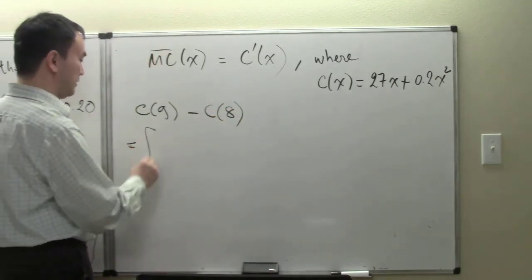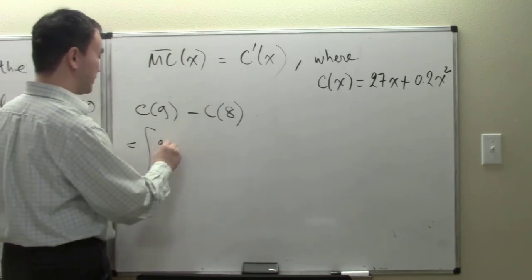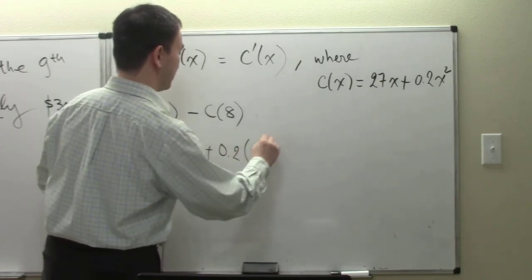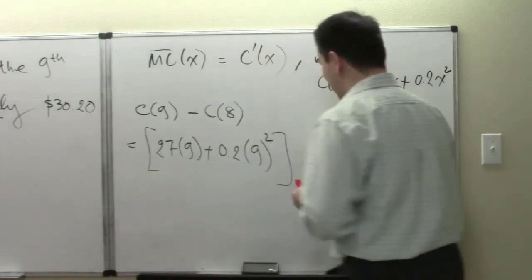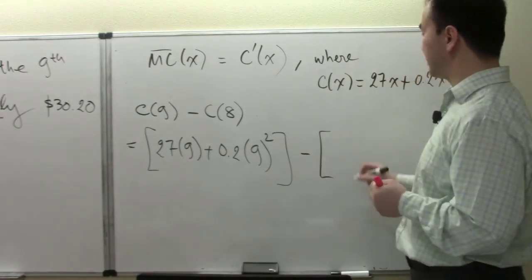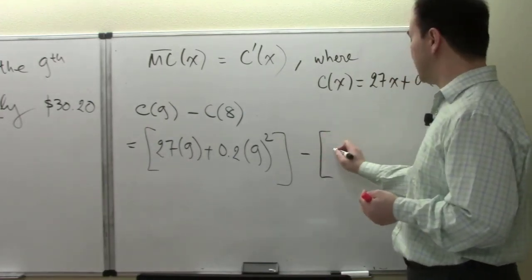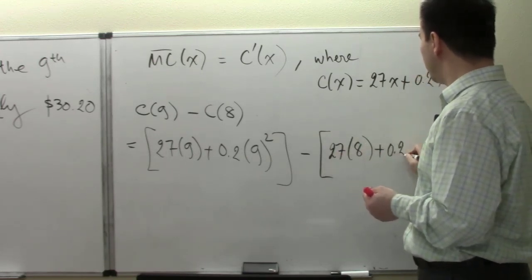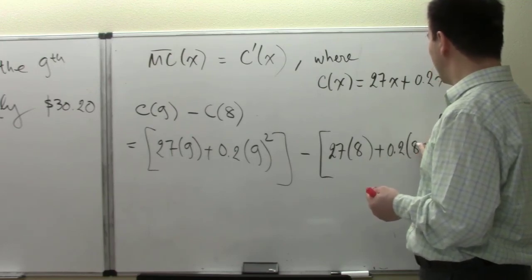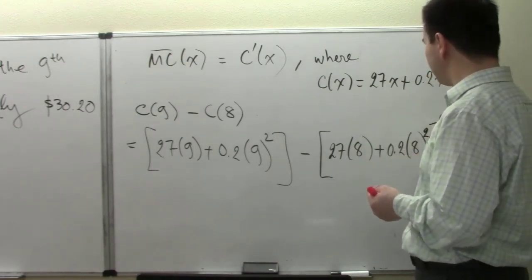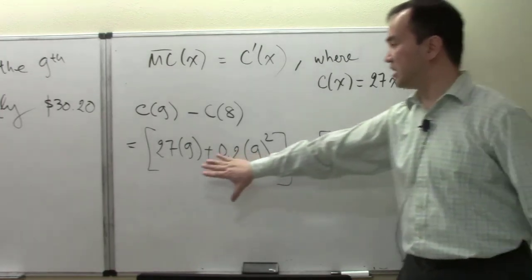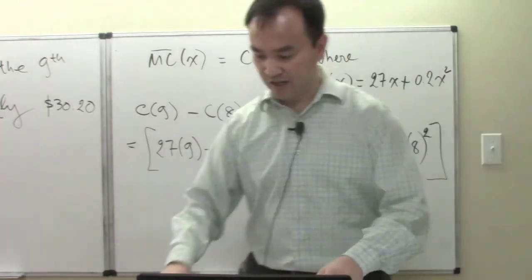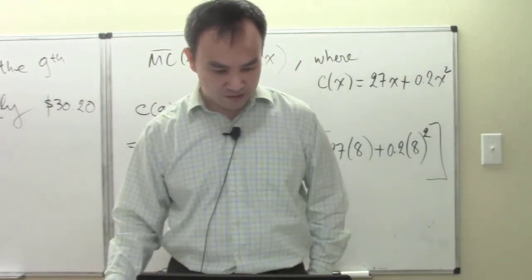just one group of brackets for 27 times 9 plus 0.2 times 9 squared, that's C9. And then we need to subtract another group of brackets here, and we're doing 27 times 8 plus 0.2 times 8 squared. Okay, and so that's our C9 minus C8. But then allow me a minute or so to step away from my board here and do a calculation. So I'm going to step back to my computer station here.